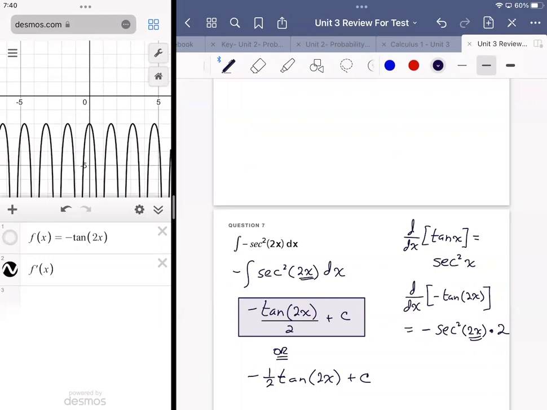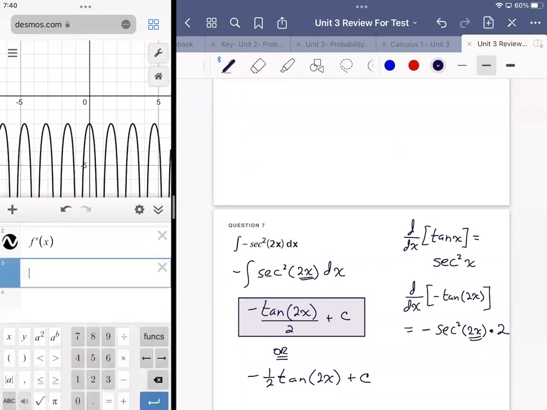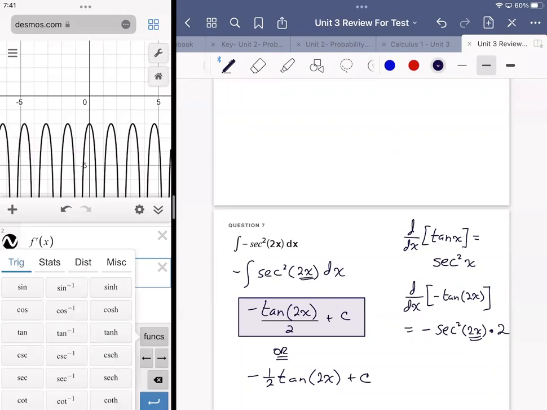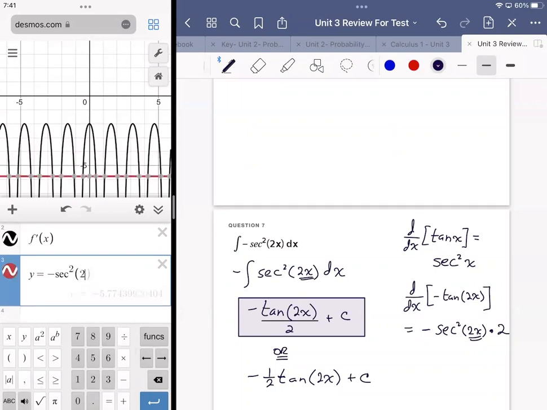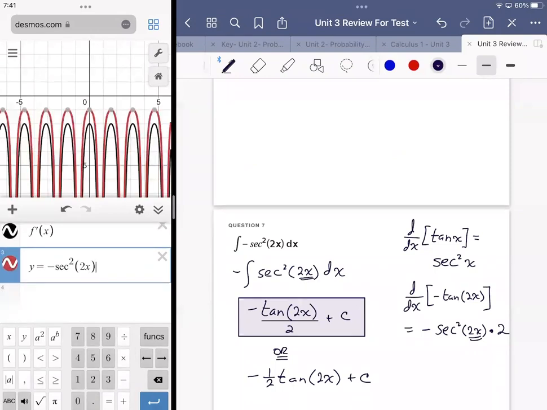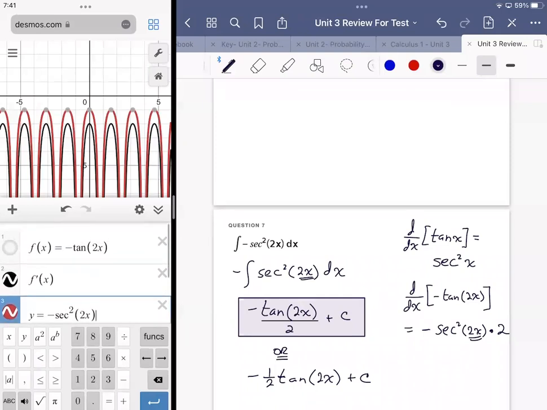Now, if that's equivalent to negative secant squared 2x, then you're good. If it's not, it's not all over at this point. You can salvage it. So I could put in my secant, square it, pop in my 2x. You see it's got the same structure and shape, but it's a little off. What is it off by?